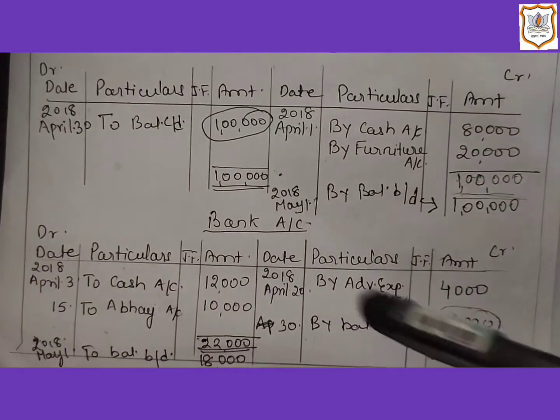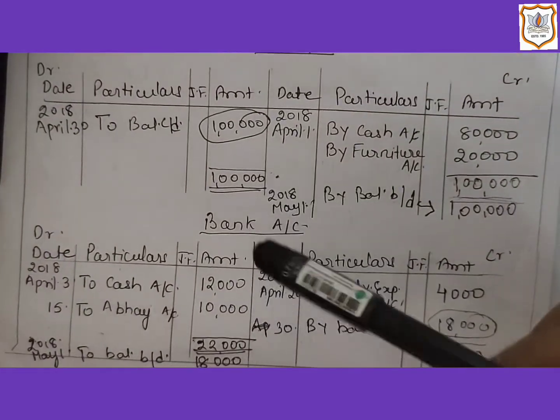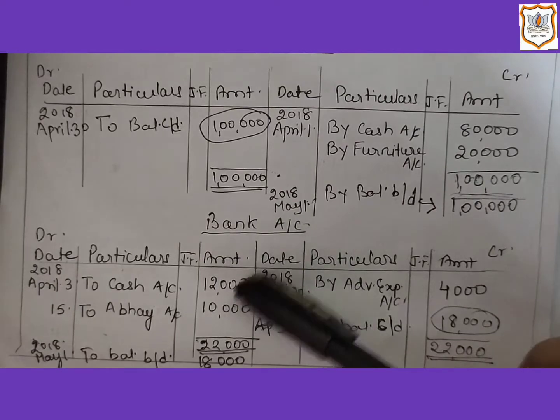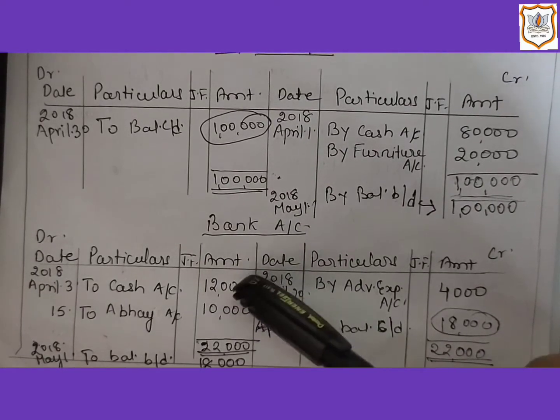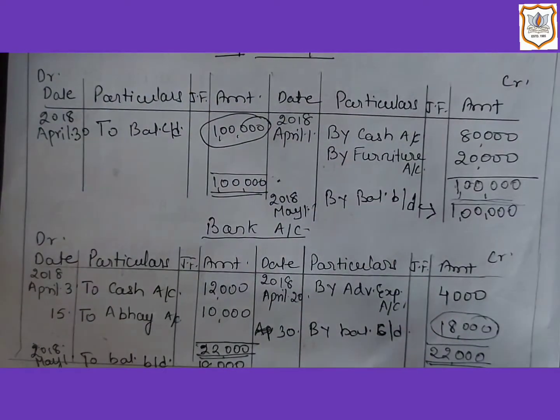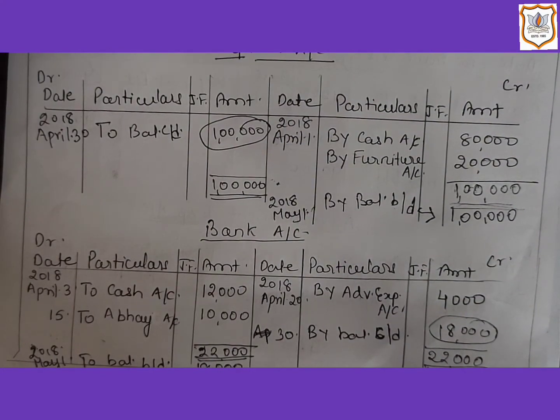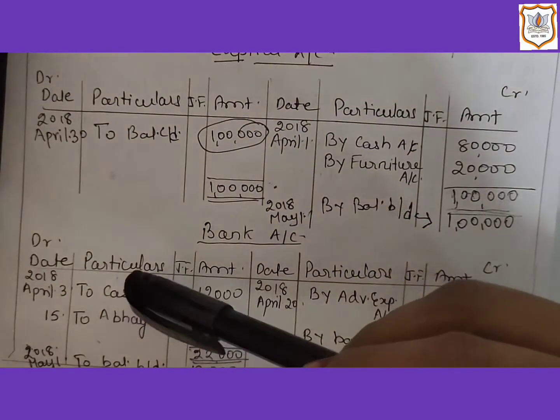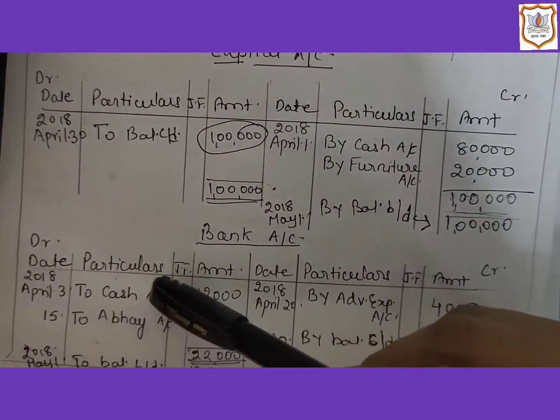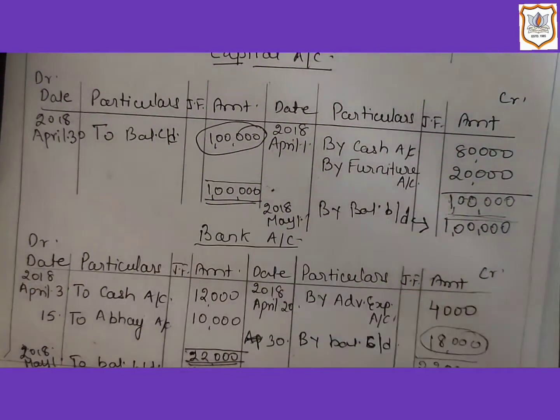Here is the bank account. Here, as it is debited, on the debit side we will record the amount, that is 12,000, and in the particular column, we will show the name of the account having an opposite effect, and that is the cash account. So, "To Cash Account" will be written in the particular column.